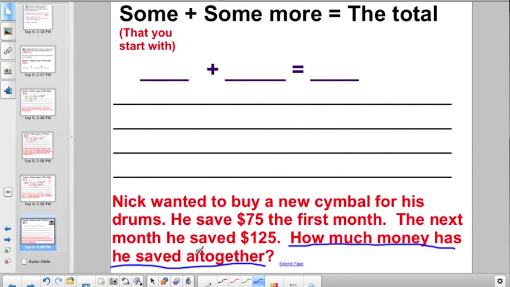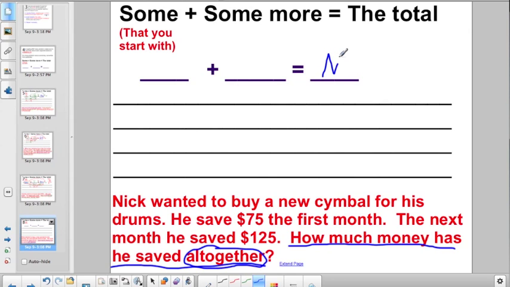So where's my variable going? Are we talking about some of the money that he started with? Are we talking about some more of the money he saved up? Or are we asking to find the total money? And hopefully you found your clue word here. All together means that they want us to find the total.